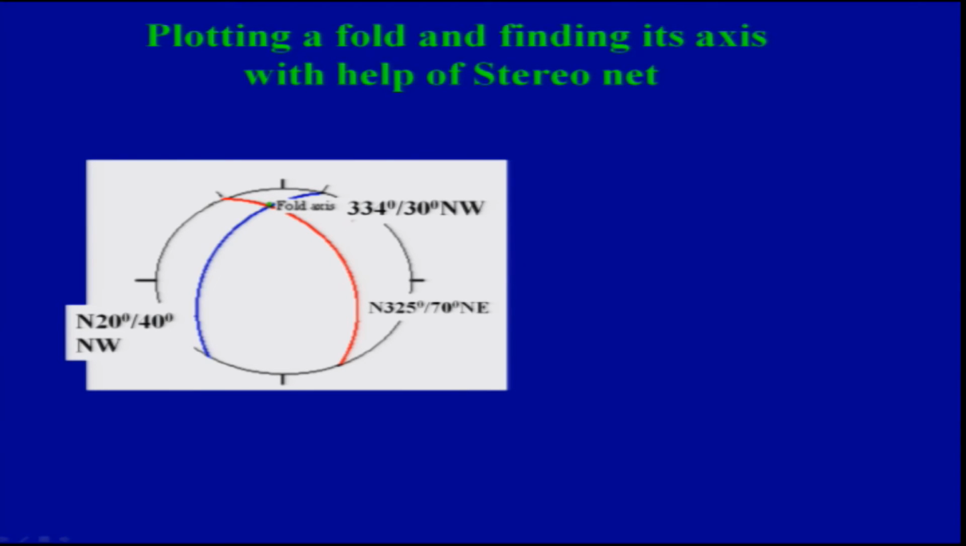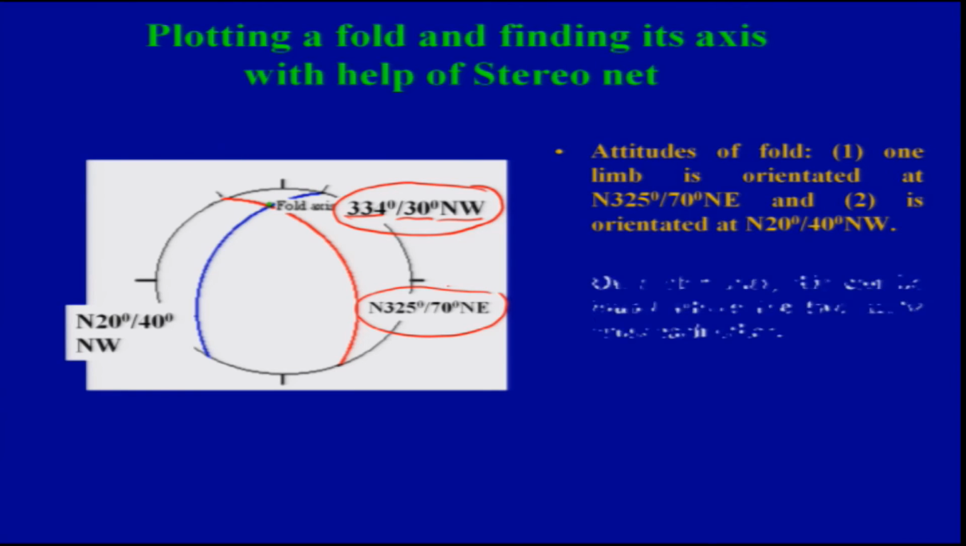One is like this, 34 degrees. So this is your strike, this is your amount of dip, and this is your dip direction. Similarly, the other one is around this. Let us see how we can plot this very clearly. The attitude of beds: one limb is oriented at 325 degrees, 70 degrees northeast, and the other we can say is north 20 degrees, and 40 degrees northwest. So this is another plane.